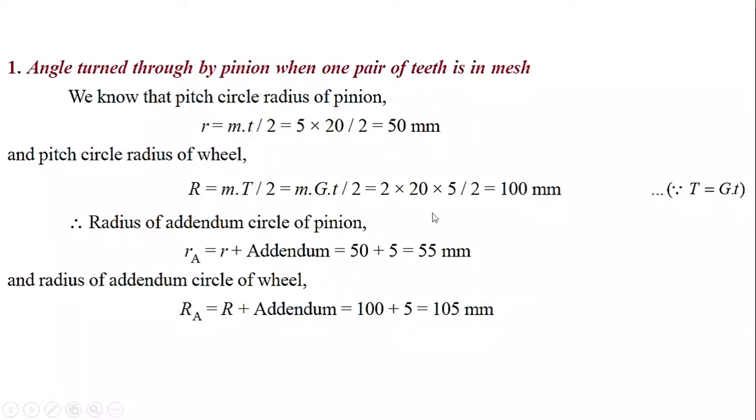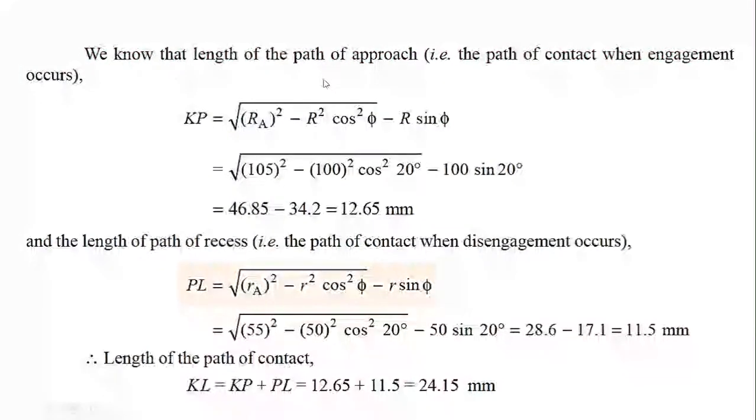You will find the value of capital R and the radius of the addendum circle. The radius of the addendum circle of the pinion, small ra, is equal to small r plus addendum. Similarly, you will find the capital RA. Now go for KP. KP is nothing but the length of path of approach.